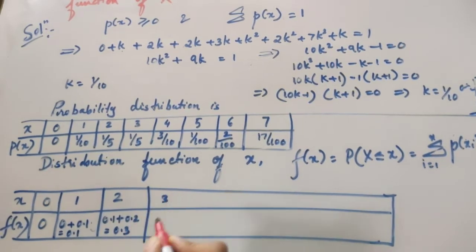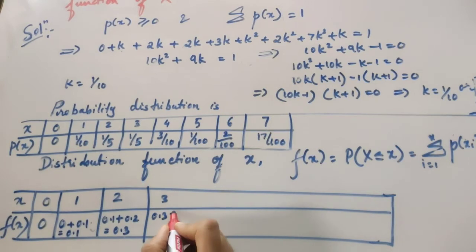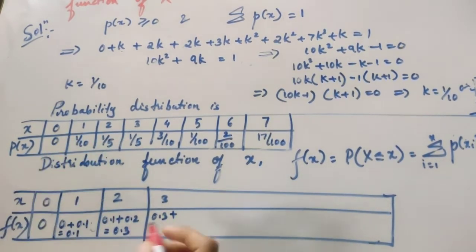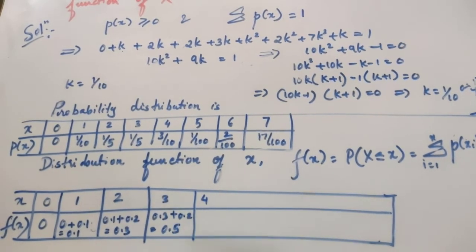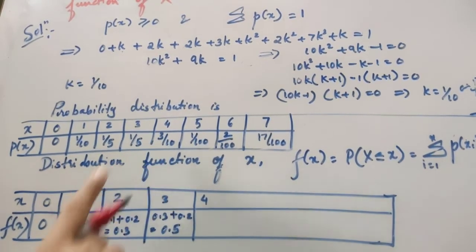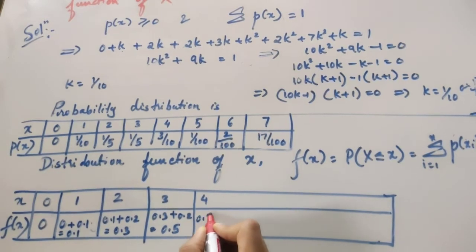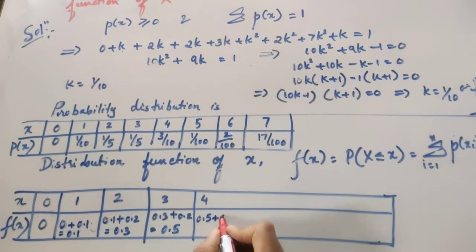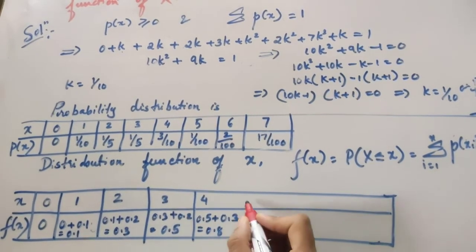Similarly, for 3, the previous value was 0.3 so far evaluated, plus for 3 it is 1 by 5 which is 0.2. So it will become 0.5. Next, for 4, it is 3 by 10 which is 0.3 again. 0.3 plus the previous last evaluated value was 0.5.